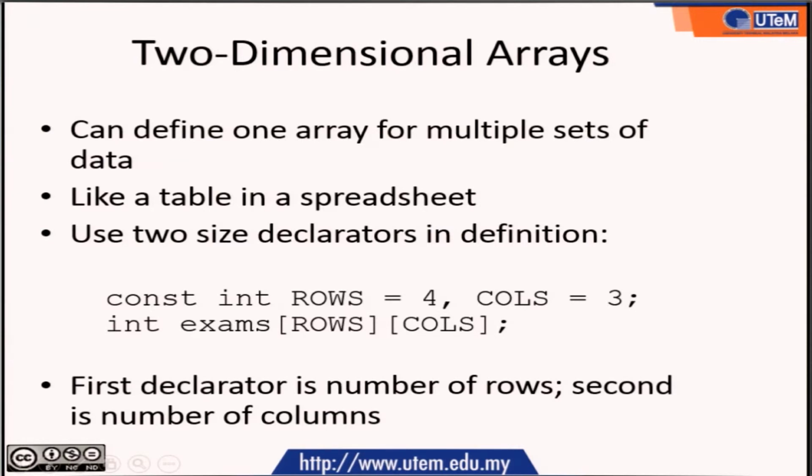Two-dimensional array means that we can define one array for multiple sets of data, like a table in a spreadsheet. To declare a 2D array in the definition, it can be written like this. For example, we want to declare a two-dimensional array named exams with 4 rows and 3 columns of integer type. It can be written int exam[number of rows][number of columns].